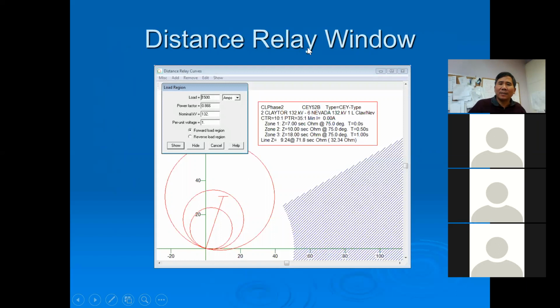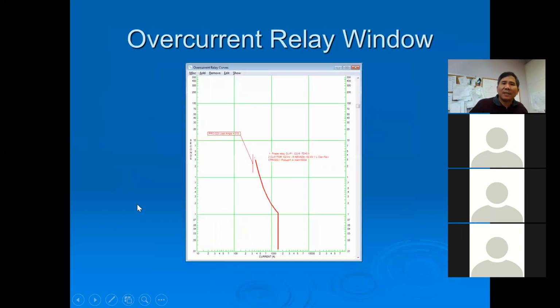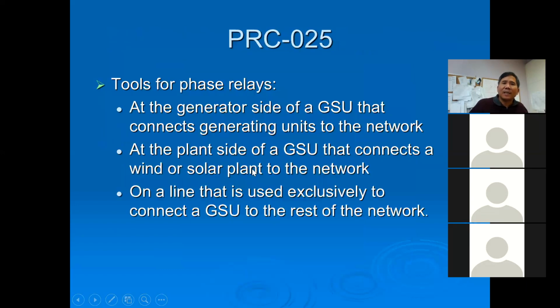So this is a 23 that lets you show all this region, the load region, where the relay is not supposed to trip, and you can use this load here from the transformer rating now. So that's a new thing. In the overcurrent relay windows, you can draw a line like that to show that rating.